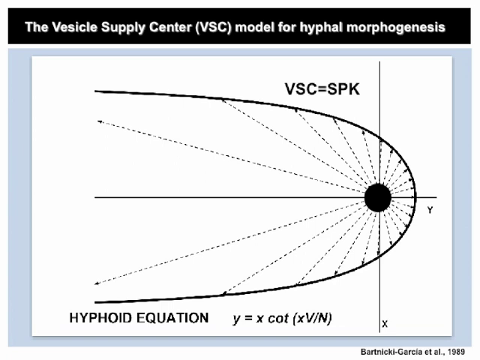and then they are released in all directions towards the plasma membrane, where the membrane of the vesicle fuses with the membrane of the cell, expands the membrane, and contributes new proteins to make more cell wall. So it's the advancement of this vesicle supply center as it releases vesicles in all directions that determines the hyphal shape. This shape was determined by a very simple equation that is below here.